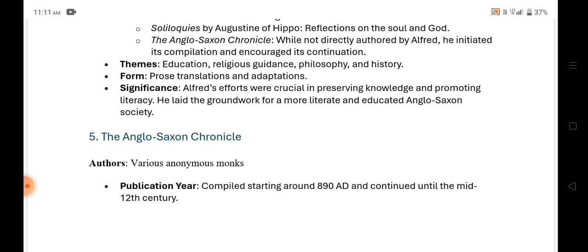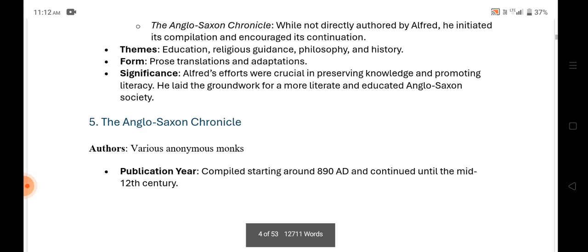Alfred's efforts were crucial in preserving knowledge and promoting literacy. He laid the groundwork for a more literate and educated Anglo-Saxon society.